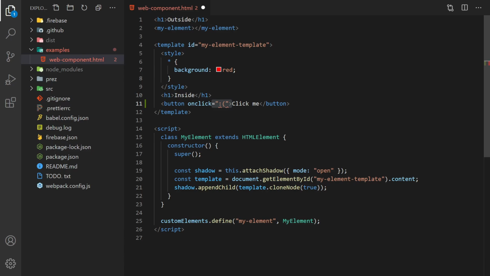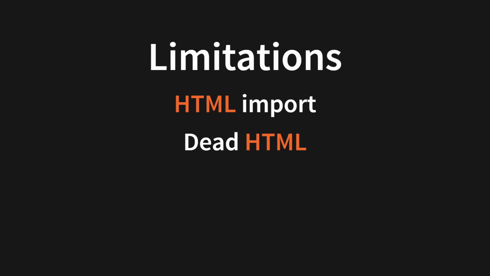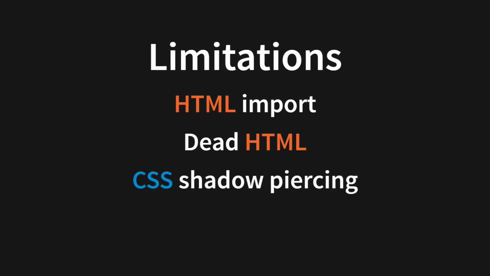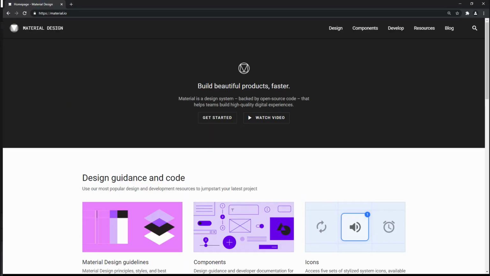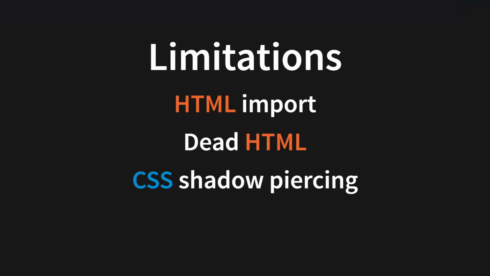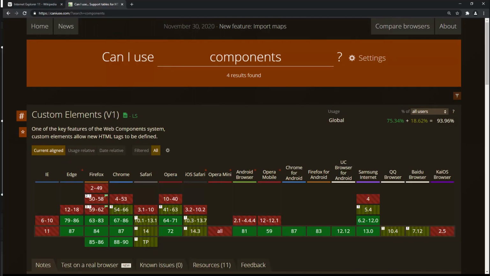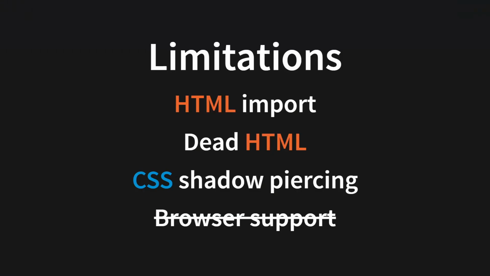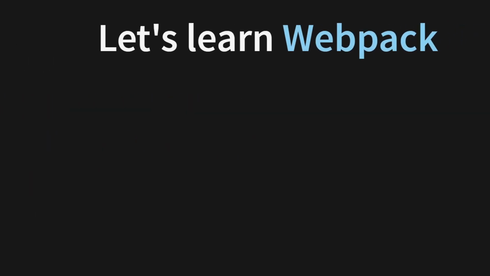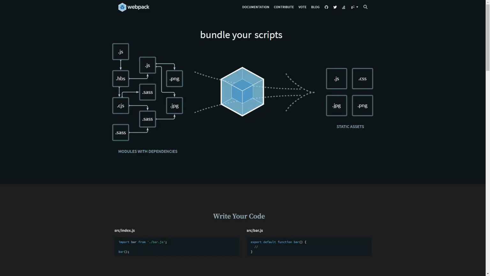That's unfortunately not possible. Next up, we have CSS shadow piercing. This is when you actually want some global style to affect every single component, like for example from a design system. And lastly, we have browser support. And as long as you're not using Internet Explorer at all, then you should be fine. But now, some good news. All of the problems listed here are solvable by using Webpack, and I'm going to teach you it in just a few minutes.